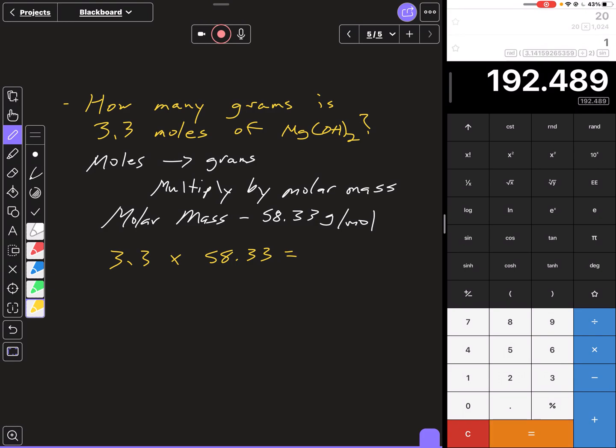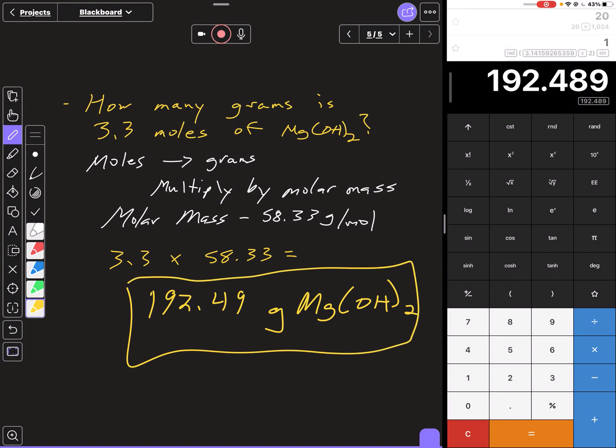My answer is 192.489, which has more than 2 decimal places. If I round that, my answer is going to be 192.49, and that will be grams of MgOH2. So always remember, moles to grams, you're going to multiply by the molar mass. And in these problems, you'll have to calculate the molar mass first.